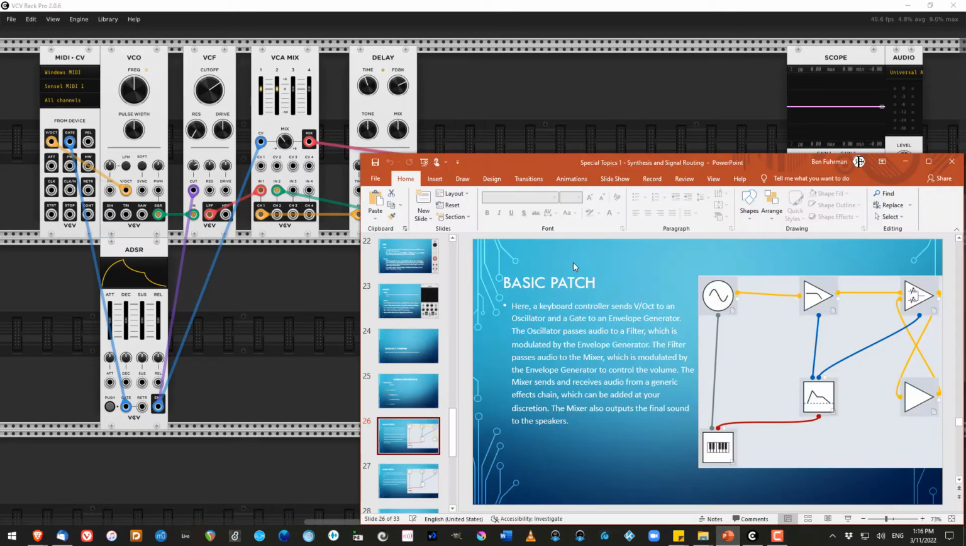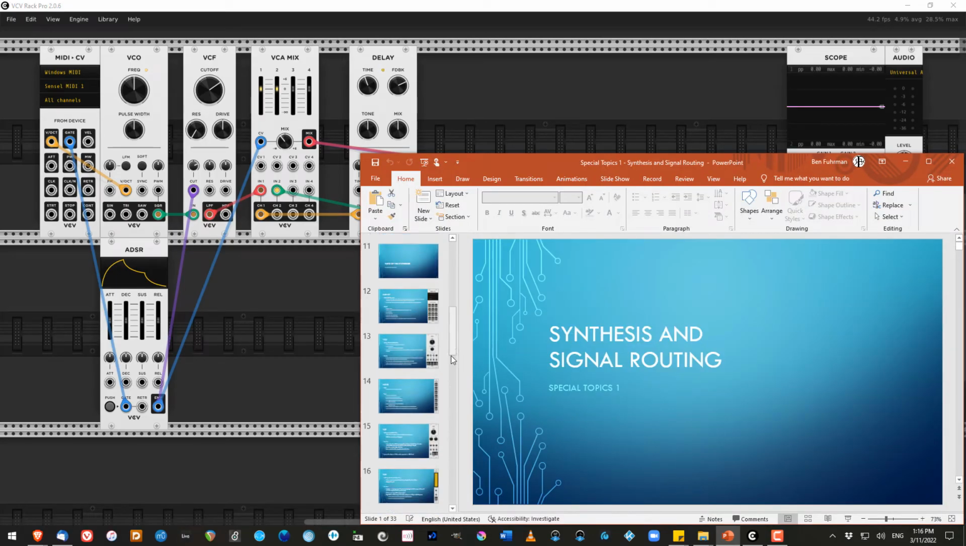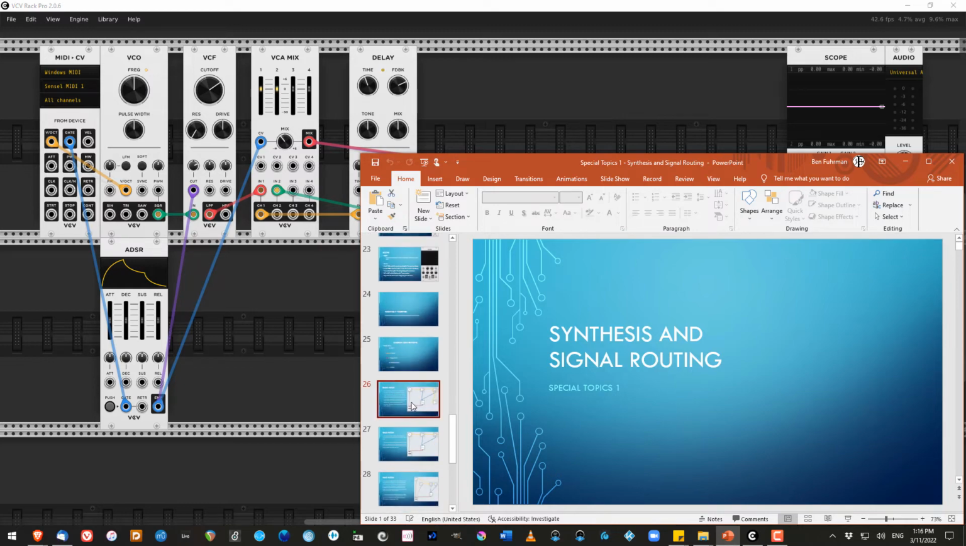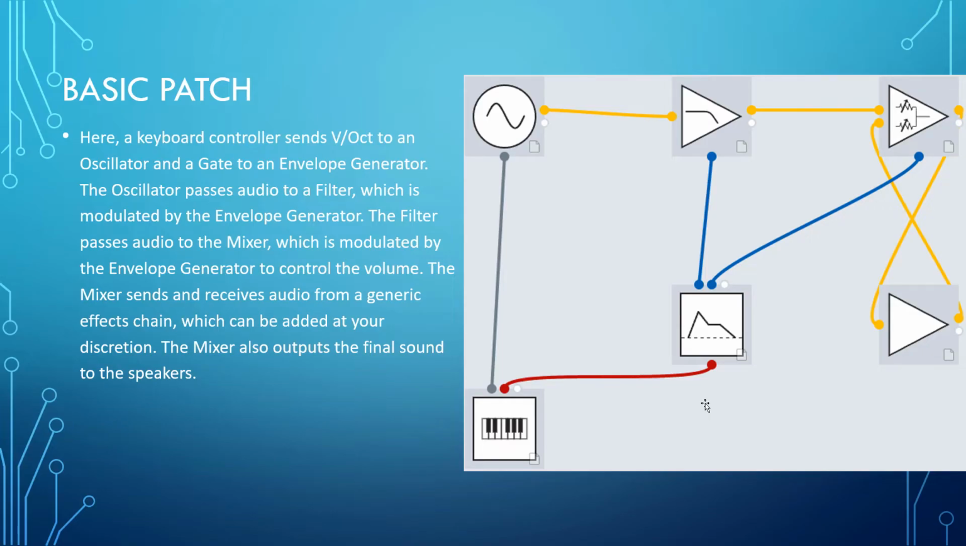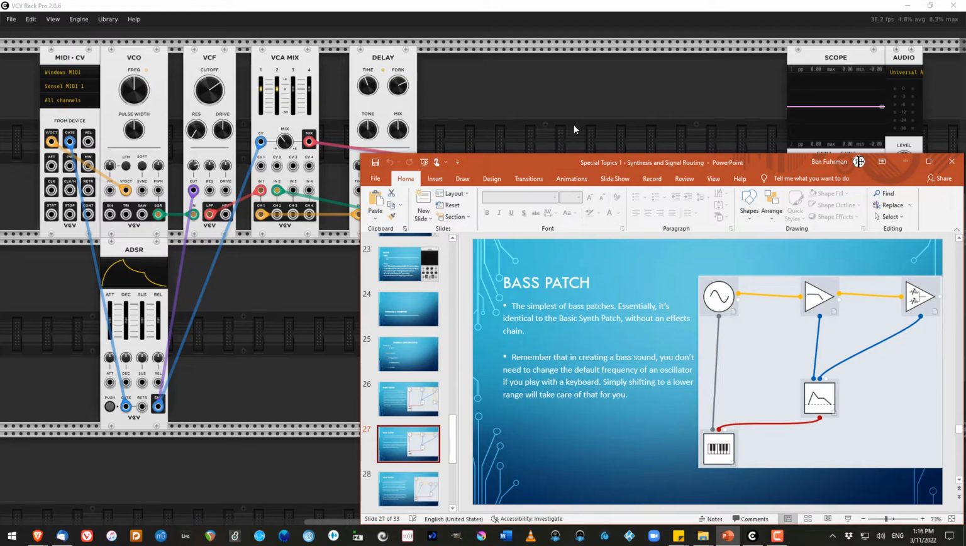Let's look at what we can do that would be a little bit more interesting than that. This is a bass patch. And this is the simplest of simple patches. Essentially, it is identical to the basic patch we just created, but without an effects chain. So with the bass patch, remember that you don't need to change the frequency of an oscillator if you're playing a keyboard. We just have to go to a lower octave.